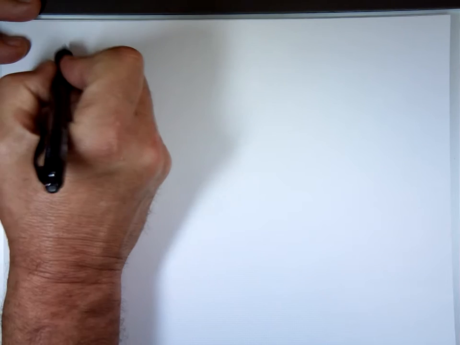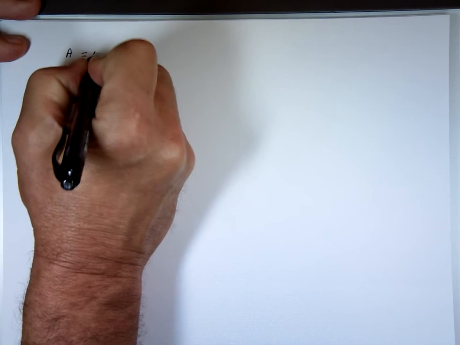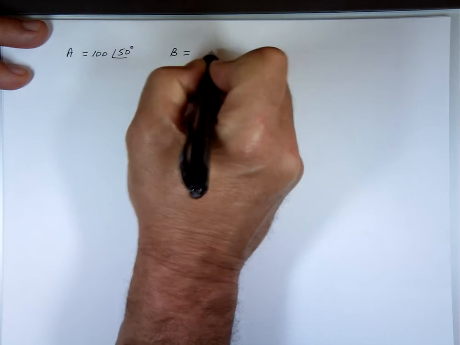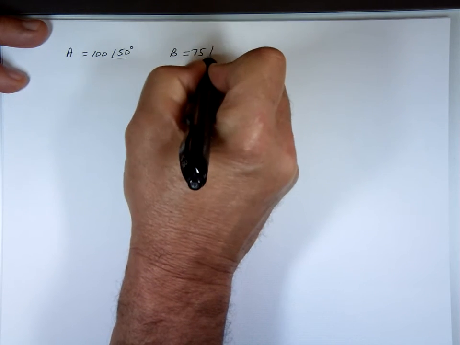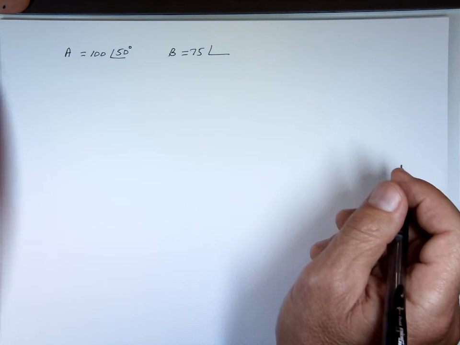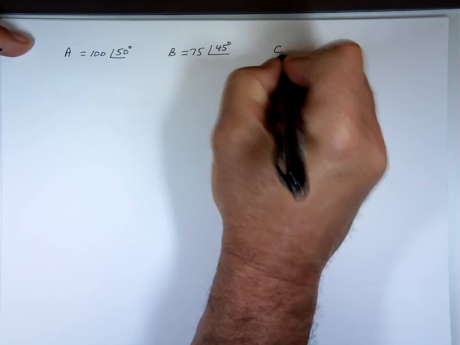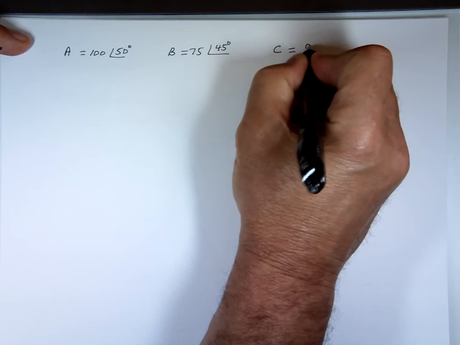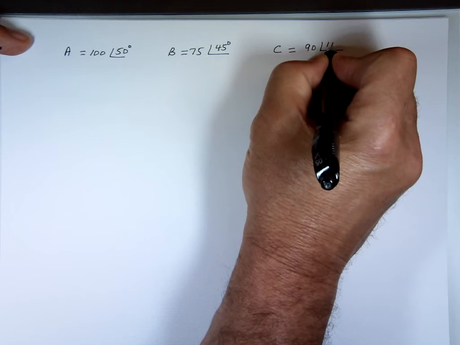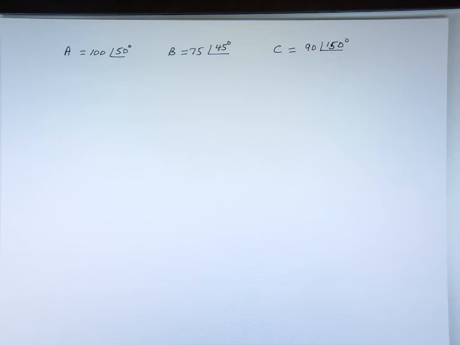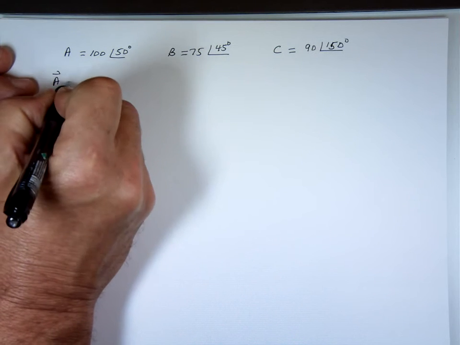But what about if I want to subtract them? Let's say I have two vectors. Vector A is 100 angle 50, and vector B is 75 angle 45 degrees. And I'll do three of them. And vector C equals 90 angle 110. Let's make it more than 110. 150. I'm just thinking about the piece of paper. And I want to find vector A minus B plus C.